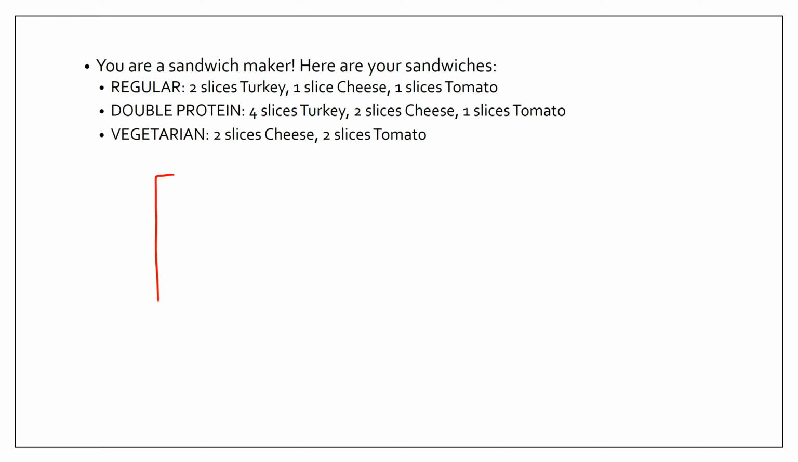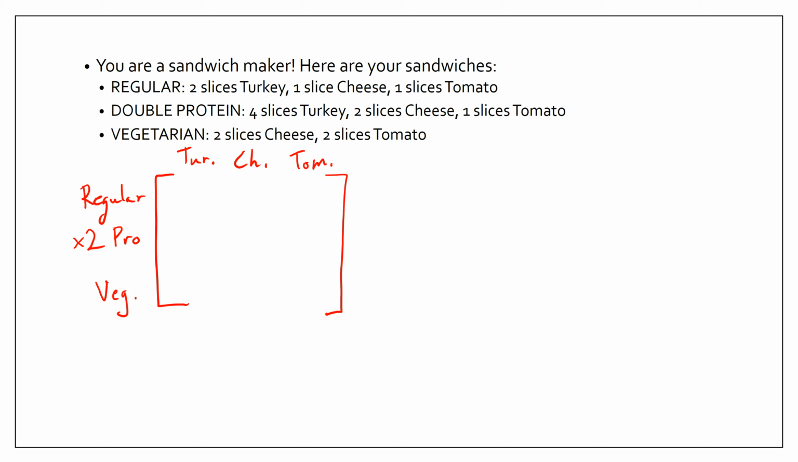Now, you know that matrices typically look kind of like this in math. They have these little brackets on the side. I'm gonna make 3 rows. This top row is gonna be for the regular sandwich. The middle row is for the double protein. And then the bottom one will be the vegetarian, or veg for short. And I'll make the columns how many slices of each ingredient there should be. So I'll make the first column turkey, the second column cheese, and the third column tom, which stands for tomatoes.